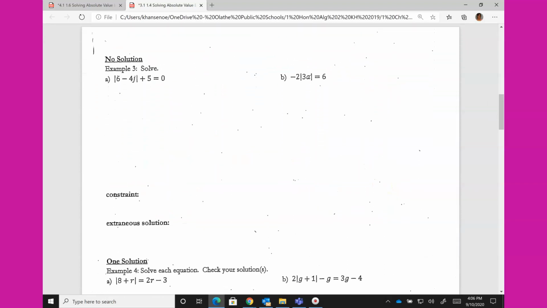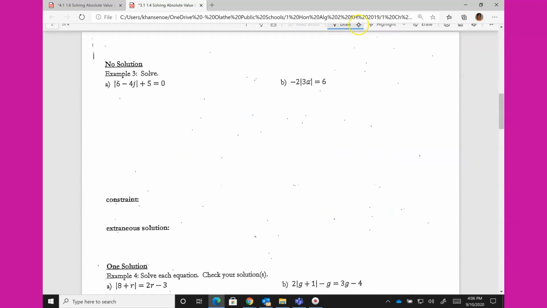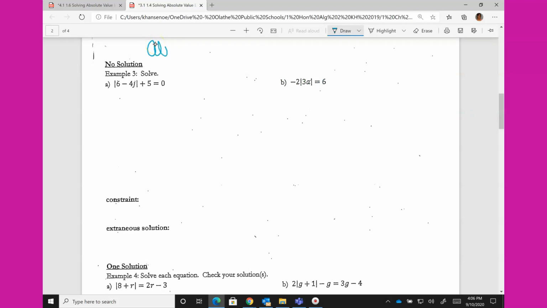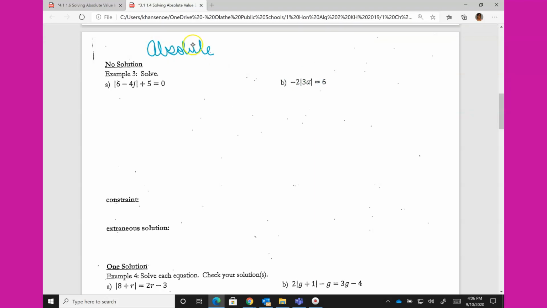All right, so let's go down to if it has no solution. We talked about this the other day, when it would have no solution. So remember, it's going to have no solution if the absolute value equals a negative number. So remember, my absolute value cannot equal a negative number. Okay? So I solve for this one.